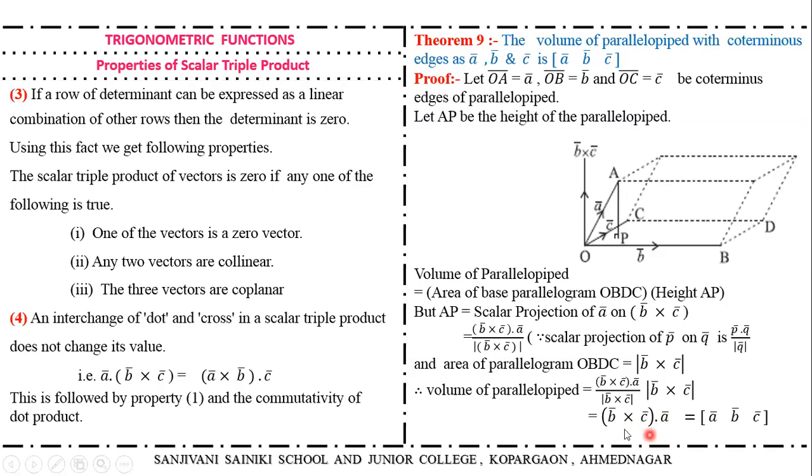But we know that the scalar product is commutative. So a bar dot b bar is same as b bar dot a bar. So I can write this as a bar dot b bar cross c bar, or in the form of box product. So from this theorem we conclude that finding the scalar triple product of a bar, b bar, c bar means we are finding the volume of the parallelepiped, whose coterminous edges are a bar, b bar and c bar.